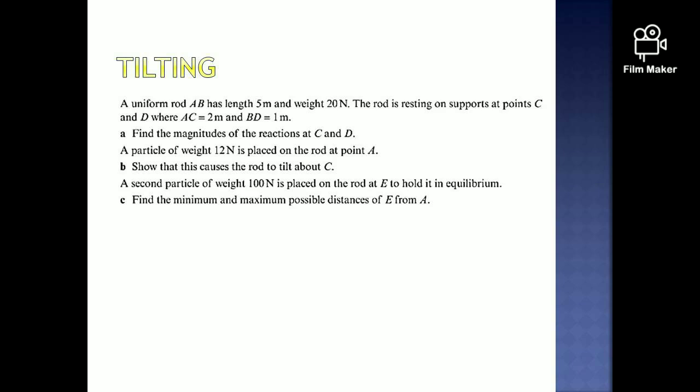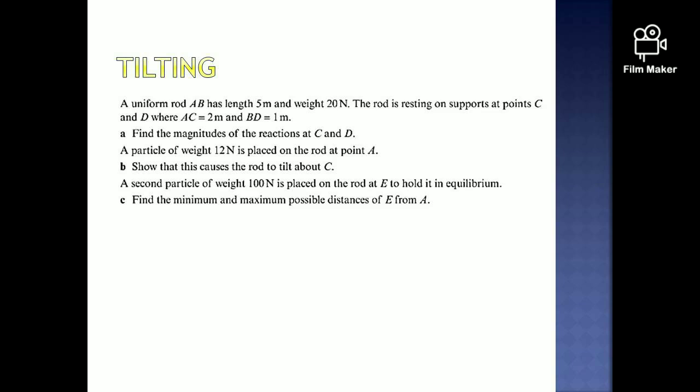The second part of the question: a particle of weight 12 newtons is placed on the rod at point A. If you keep any mass on that one, what is the condition we can expect? That means if you keep it at point A, it has a chance of tilting at C, if the weight added here is too much for this object. So that is the condition we can expect. Show that this causes the rod to tilt about C. That's the second condition we mentioned, right?